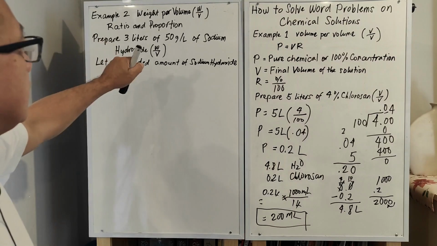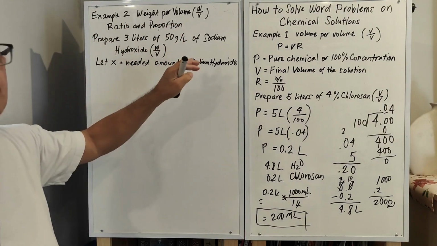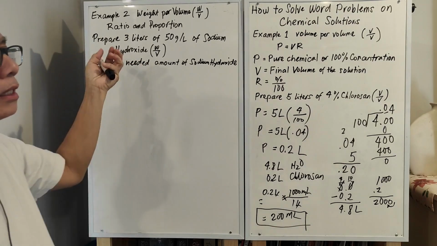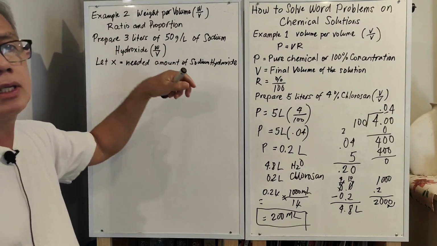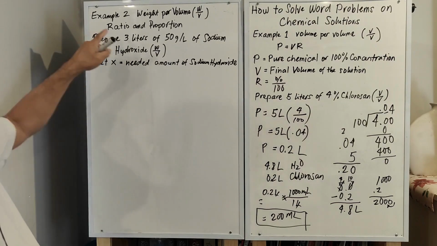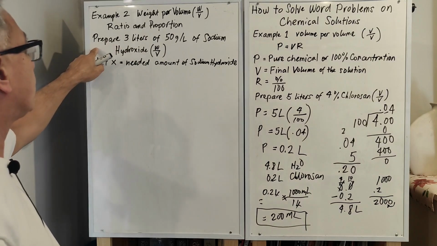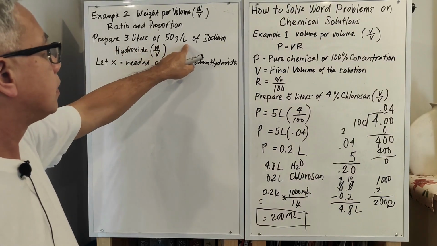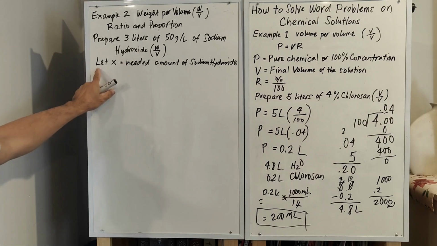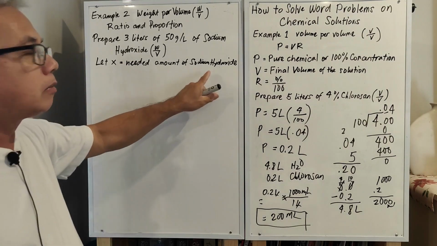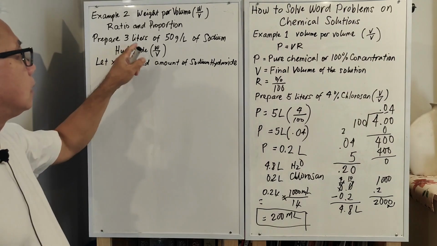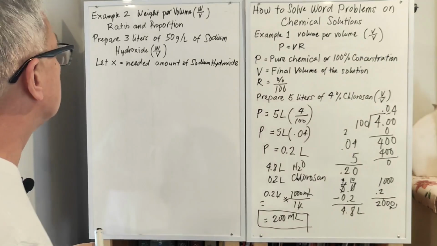Example 2 is weight per volume. This is when you need to add a solid chemical to a liquid solution. So what we need to do is ratio and proportion. For example, we prepare 3 liters of 50 grams per liter of sodium hydroxide, weight per volume. So let X be the needed amount of sodium hydroxide we need to add to make 3 liters of 50 grams per liter sodium hydroxide.